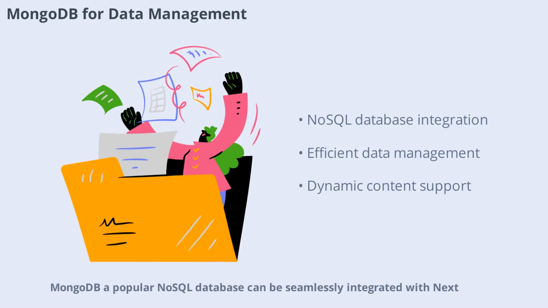MongoDB, a popular NoSQL database, can be seamlessly integrated with Next.js to manage and store application data. Using libraries like Mongoose or the MongoDB Node.js driver, developers can define schemas, validate data, and perform queries efficiently. Data can be fetched in API routes or directly within server-side functions, enabling pre-rendering of pages with dynamic content. This integration supports the development of robust, data-driven web applications.